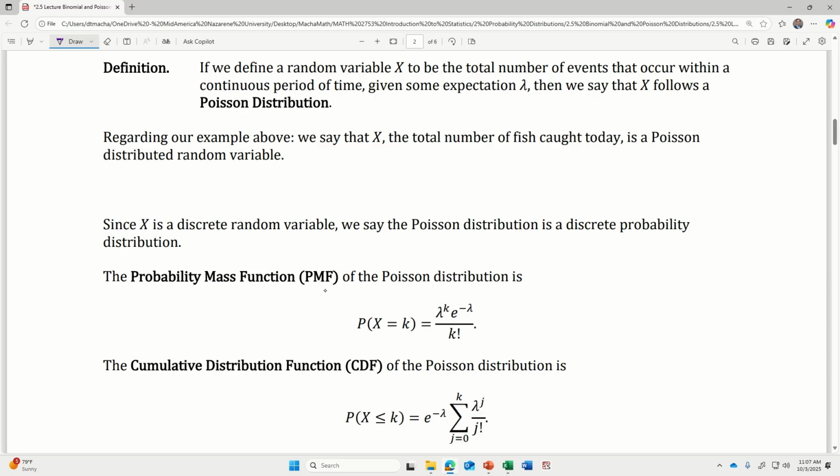The PMF of the Poisson distribution is this: the probability that the number of fish I catch is exactly k is going to be equal to lambda raised to the k power times e to the power negative lambda divided by k factorial. Lambda is the expected number of fish that I would typically catch. K is exactly the number I'm asking about. E is 2.718. It's Euler's number.